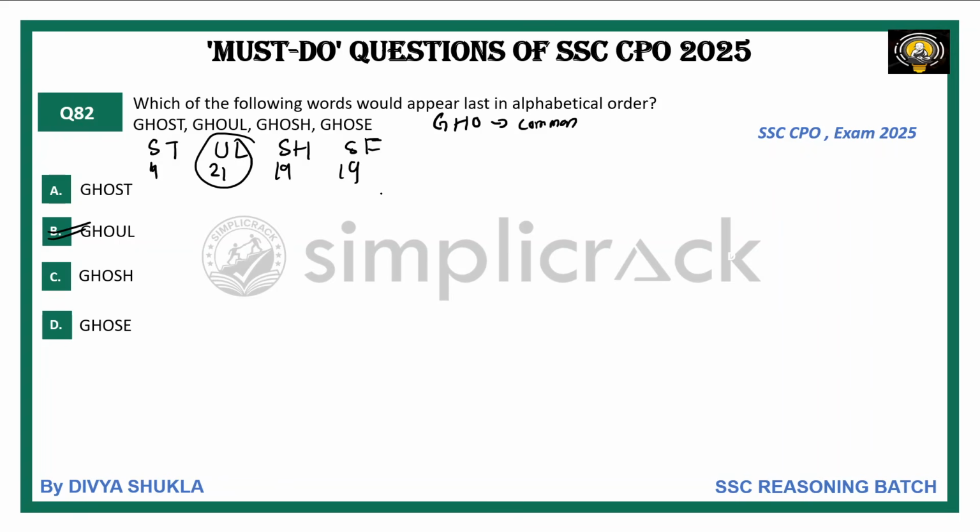Also, if I am asking you the second last, what would it be? Then you have to compare the next letters. You have T, then you can take U here, and H and E. The second last would be ghost. Second last would be ghost.